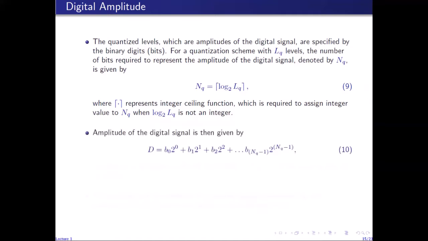The amplitude of the digital signal is then simply given by this expression. This is nothing but the conversion of a binary number to decimal. So for the case of 2 bits, 00 will give us 0, 01 will give us 1, 10 will give us 2, 11 will give us 3. Similarly, you can show that this is nothing more than a binary to decimal conversion. B naught is called the least significant bit, and B NQ minus 1 is called the most significant bit.